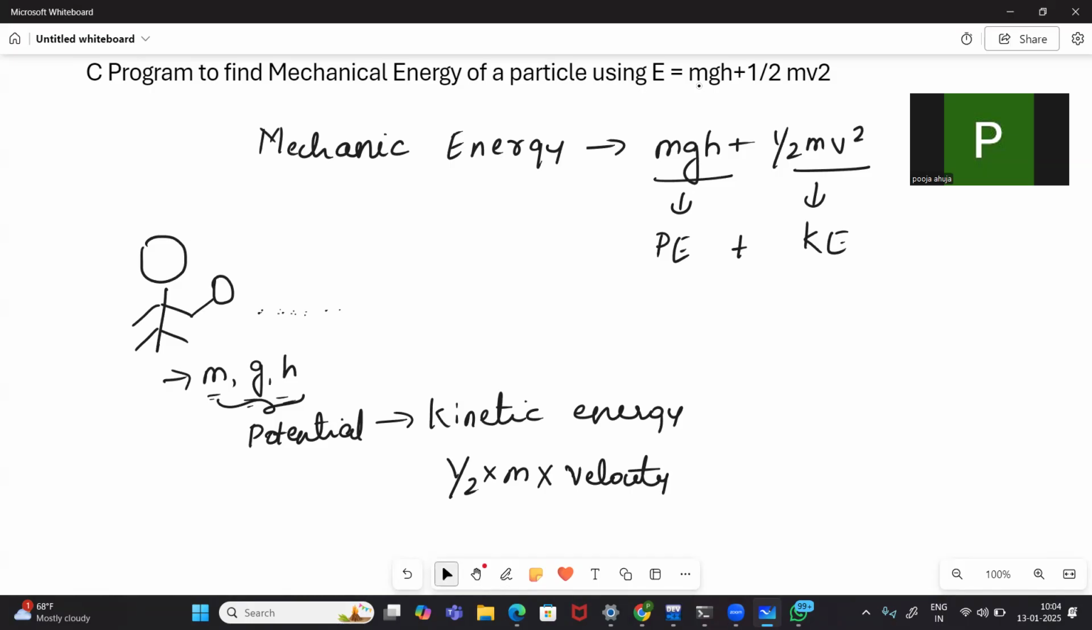So this program is very simple. We have to take variables to store the mass of the person, height, and the velocity. And gravity, I'll be taking as the standard value 9.81. Using that, we have to calculate the mechanical energy. Now, let us code.